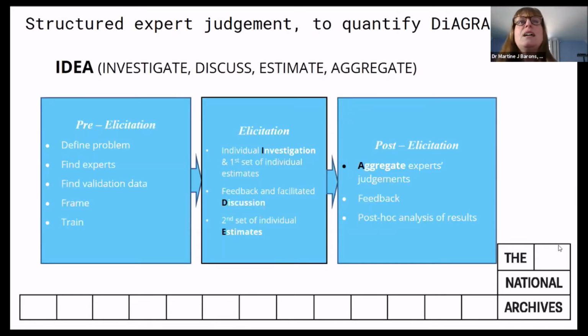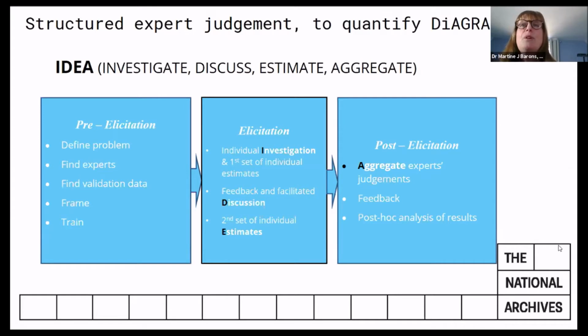So we use the IDEA protocol. There are other protocols available, but they all broadly fall into this pre-elicitation, elicitation, and post-elicitation phase. So the pre-elicitation, we had to define the problem. This is the preliminary work that Alex was describing. What's the problem? What's the structure of the problem? What data do we have? What data do we need? And so on. We need to find some data, which is going to be called validation data, and I'll explain in a moment what that means. And we need to frame the questions so that they're nice and clear. And we do need to train the experts a little bit into what's going to be expected of them.